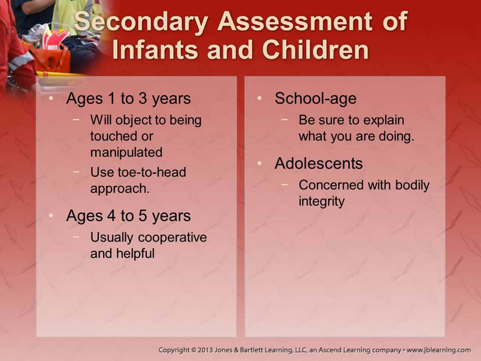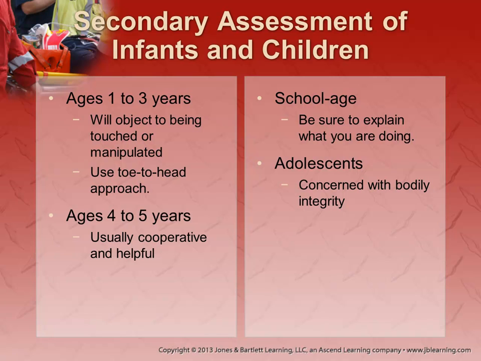School-age children, make sure you explain everything. They're also like 4 and 5-year-olds. They like to be very helpful. They like to know what's going on. They're also literal thinkers. You need to explain every detail that you can. Don't tell them it's not going to hurt if it is. Tell them it is going to hurt. Don't lie. Otherwise, they're not going to trust you to do anything. Adolescents. What are adolescents concerned with?